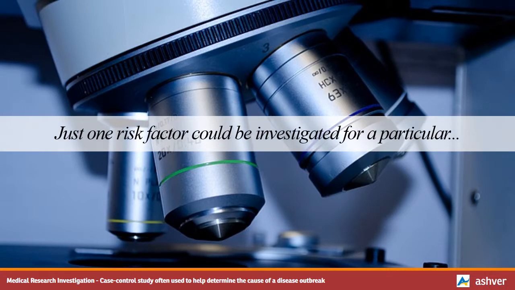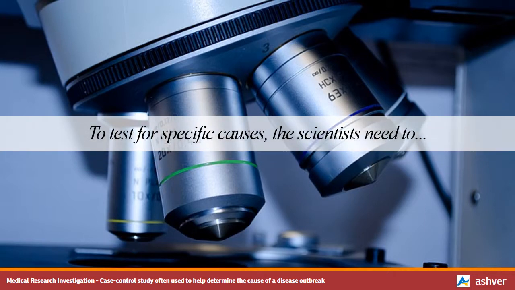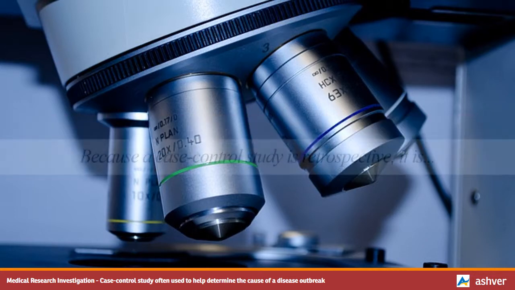Just one risk factor could be investigated for a particular disease outcome. A good example of this is to analyze how many people with lung cancer, versus how many without, have a history of smoking. To test for specific causes, the scientists need to formulate a hypothesis about what they think could be behind the outbreak or disease. They then compare how often the group of cases had been exposed to the suspected cause, risk factor, versus how often the controls had been exposed.